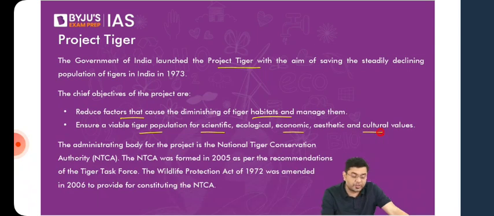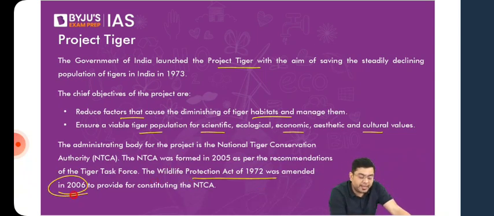Now the administrating body for Project Tiger is the NTCA, the National Tiger Conservation Authority. That is the apex organization which keeps track of Project Tiger. And if you have to, let's say, tinker with the area of Project Tiger, to increase or decrease the area, prior approval by the NTCA is a must. To add some weightage and teeth to the NTCA's own activities, it was given a statutory status. So the Wildlife Protection Act of 1972 was amended in 2006 to provide a statutory status to the NTCA.